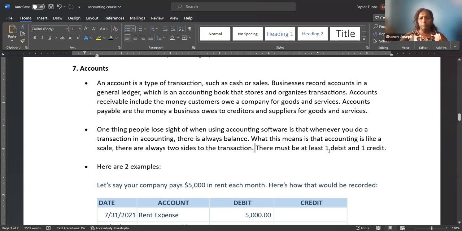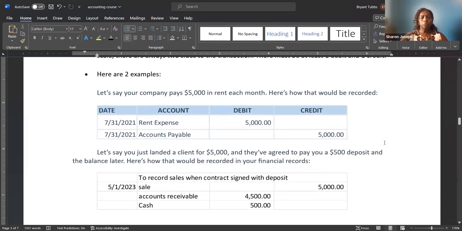So let's look at some examples here. Here are two good examples. Let's say your company pays $5,000 in rent each month. Here's how you record it. If you were just using QuickBooks or accounting software, you would simply write a check in QuickBooks. But the accounting behind it is that we would do a debit to an expense account, in this case rent expense, and then we would do a credit in the payables account, meaning that we owe this. So again, see here, total debits equal total credits.